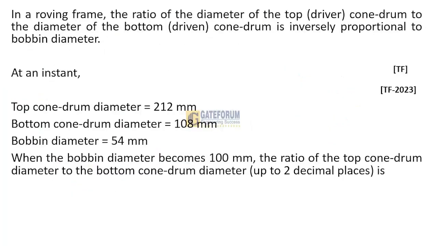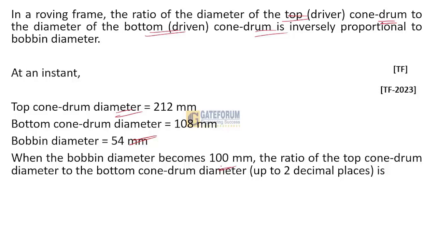It says that in a roving frame, the ratio of the diameter of the top driven cone drum to the diameter of the bottom driven cone drum is inversely proportional to the bobbin diameter. At the instant, the top cone diameter, bottom cone diameter, and bobbin diameter are given. When the bobbin diameter increases to 100 mm, find the ratio of the top cone diameter to the bottom cone diameter, up to two decimal places. This is also a numerical type of question.